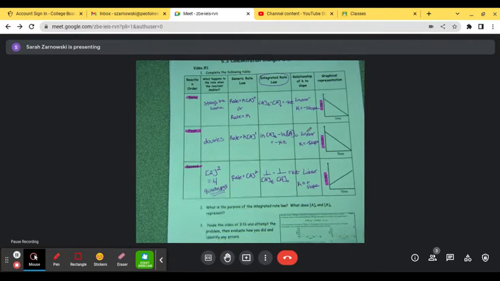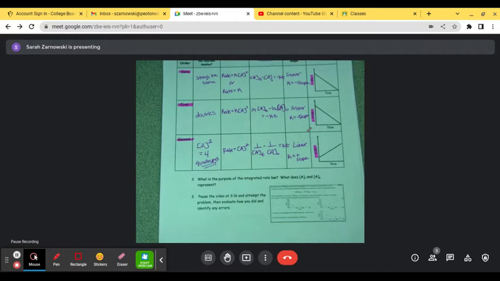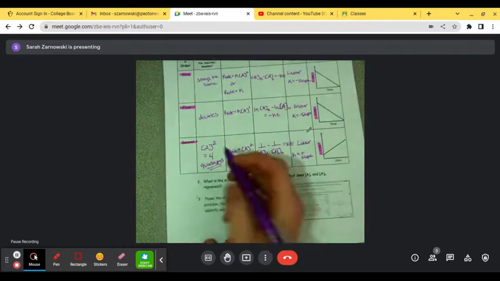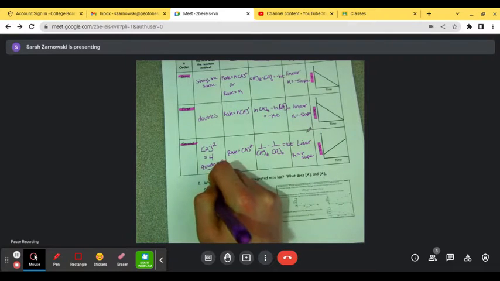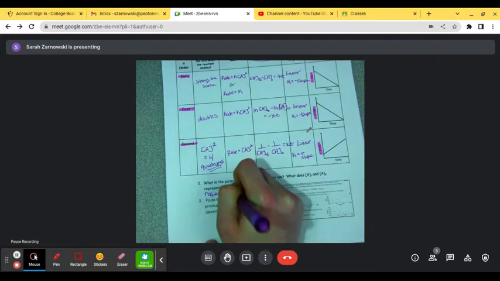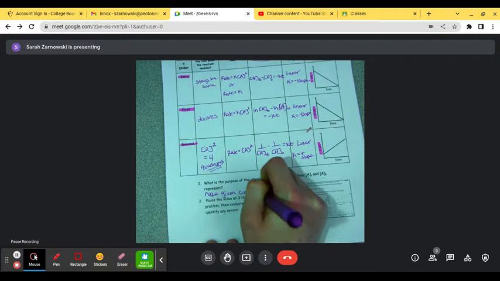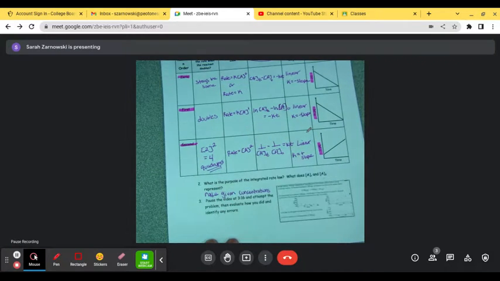Okay. Question 2, it says, what is the purpose of an integrated rate law? And then what does concentration of A at t and concentration of A at 0 mean? So the purpose of it is to analyze the rate given the concentrations over time.